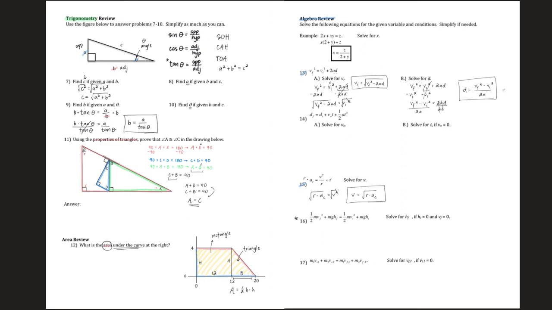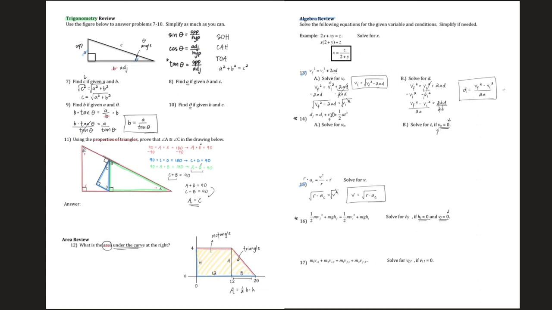Number 14, number 16, and number 17, they all have a little extra to them. If we're looking at number 16, it says solve for HF if HI is 0 and VF is 0. 14 has the same thing in part B, solve for T if V0 equals 0. What that tells you is that before you solve for anything, before you move anything around in your equation, you're going to plug that 0 into the equation.